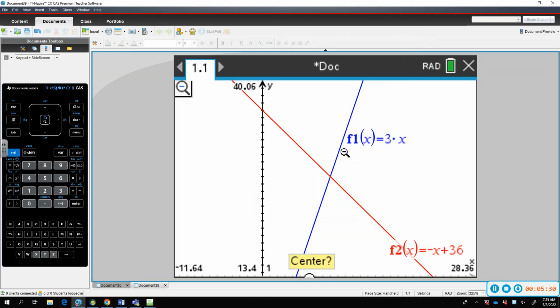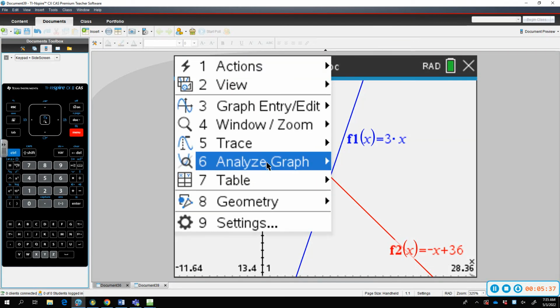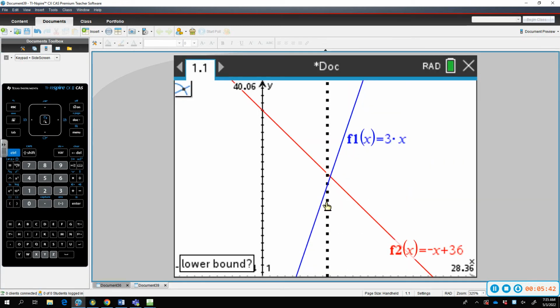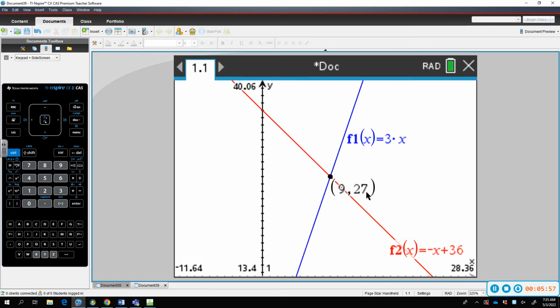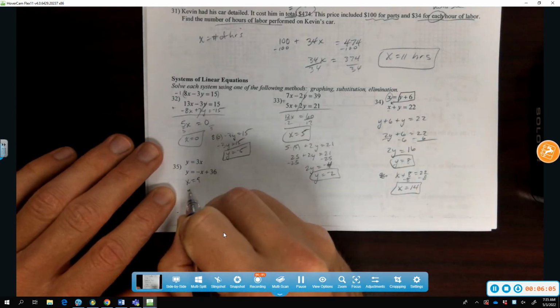All right, so I've graphed this, it's 3x. I've graphed this, it's negative x plus 36. We're going to find the point of intersection, so we're going to go to Menu, Analyze Graph. We're going to find the intersection. So it says lower bound, we need to be on the left side, lower left. So here's my dotted line. We need to make sure we're on the left side of that point of intersection. So once we are, we're going to press the middle of the D-pad. I'm going to scroll across to the upper bound, the right side, scroll across that point of intersection, and it tells you the point of intersection is at (9, 27). So the x value is going to be equal to 9, and the y value is equal to 27.